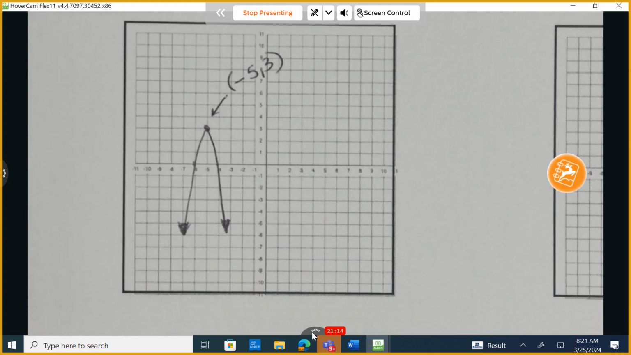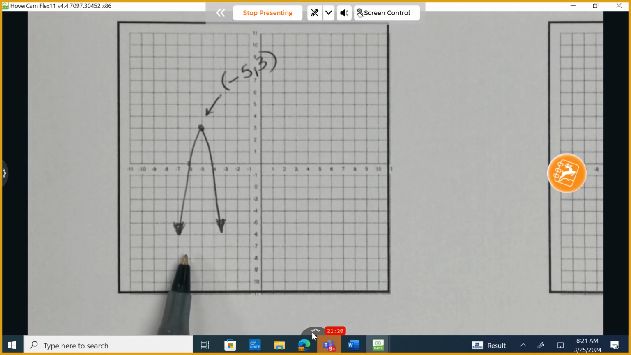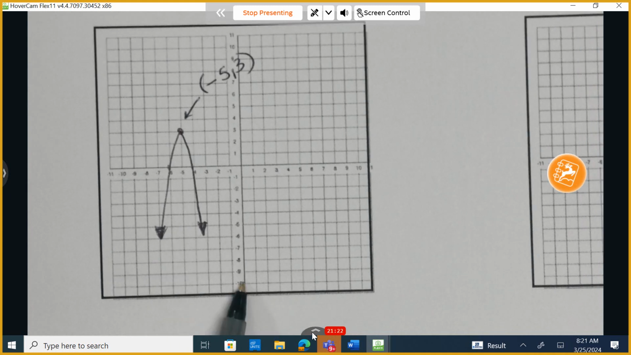Is there an absolute or global minimum in this problem? No, because these arrows say keep going down. You cannot just pinpoint one. This is going to go down to the left and down to the right. It's not going to stop. So there's not one point that we can identify as the lowest. There is no relative or local max or min.